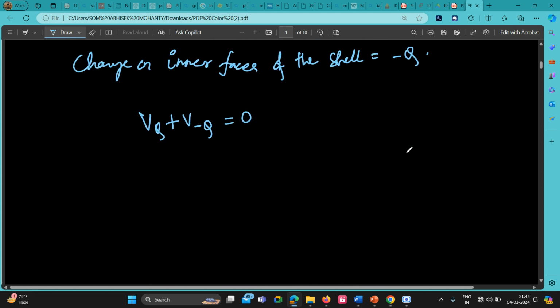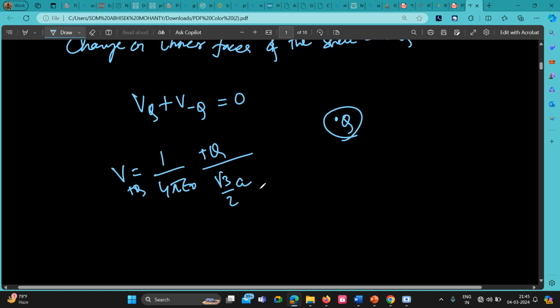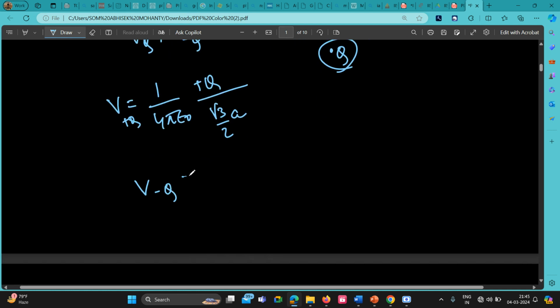Because see, this is on the inner face, right? For example, the Q is here. For it, the potential is what? At a distance x greater than root 3 by 2a, suppose. So V is equal to 1 by 4 pi epsilon naught because of plus Q, plus Q by root 3 by 2 into a. Because of minus Q, as the minus Q charge is inside, it will be 1 by 4 pi epsilon naught minus Q by root 3 by 2a. Okay, right?